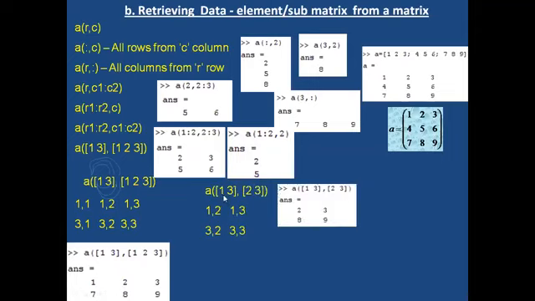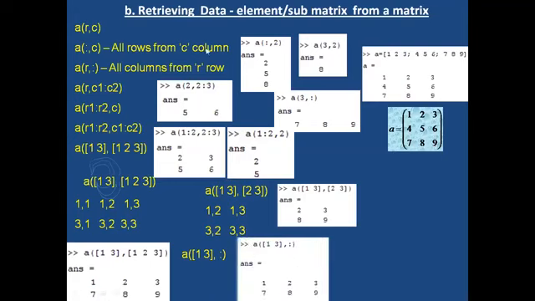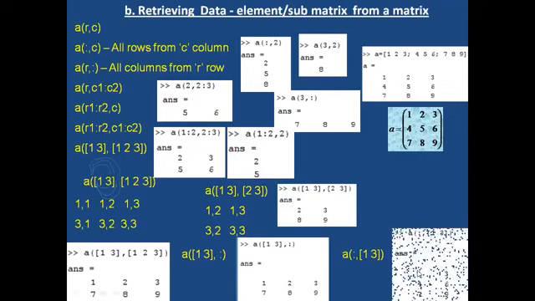See another example: [1,3] and [2,3] I have given. This is the answer, right? I have given [1,3] and then a colon. That means I want the first row and third row of the entire column. That is also possible. Likewise, in different combinations, you can retrieve the data from your array. Even you can give it like this: the entire rows of the first column and third column. This is the answer, right?